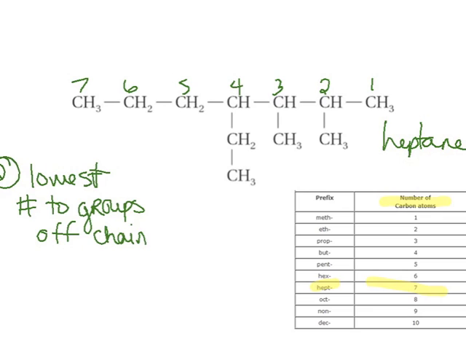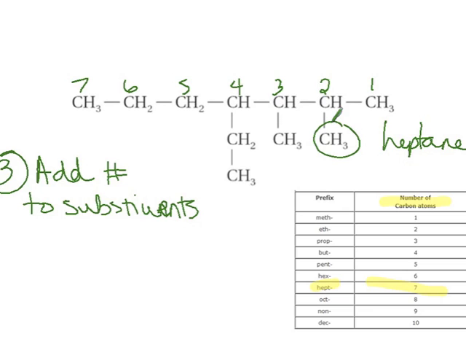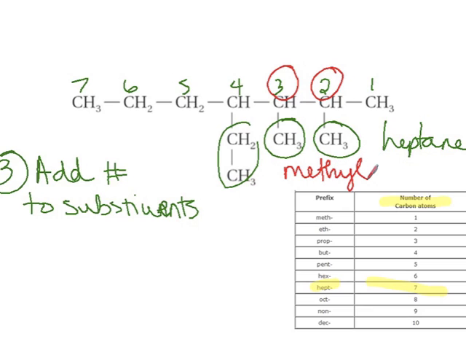The next thing that we need to do, step number 3, is to add numbers to the substituent groups. Anything hanging off is a substituent group. This is a substituent, this is a substituent, this is a substituent, okay? This one is on 2. This one is on 3. These are both methyls. They're methyl because they've got 1 carbon.